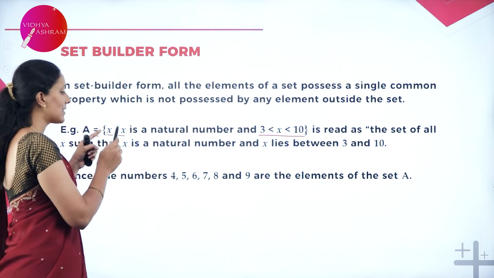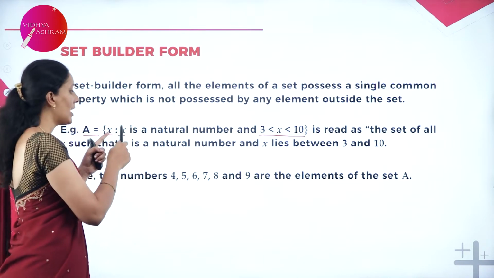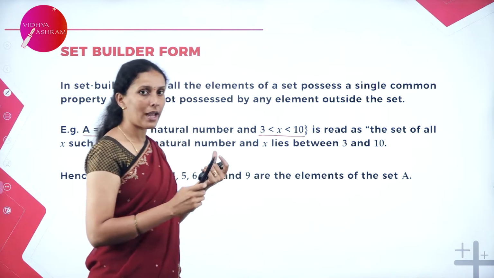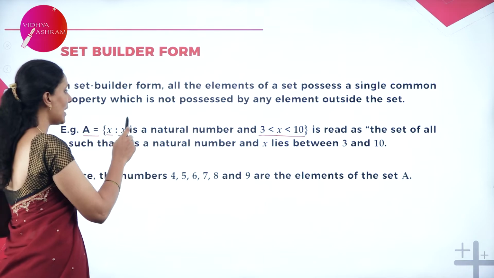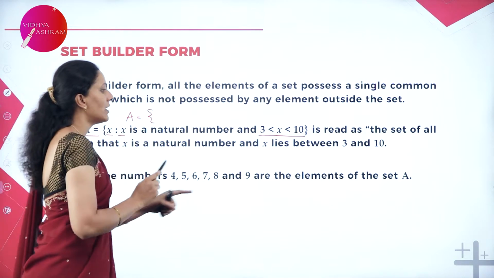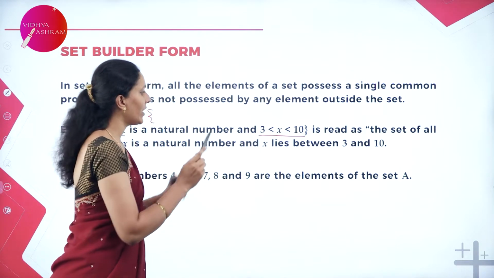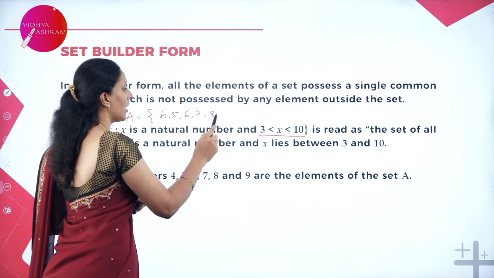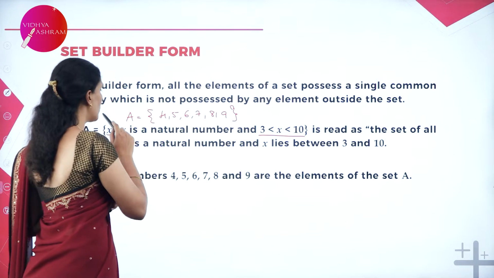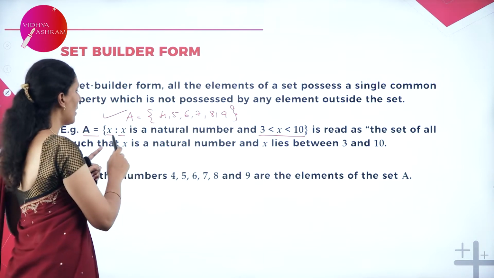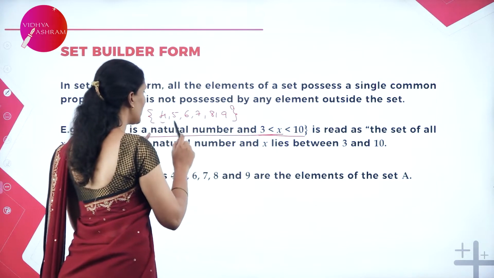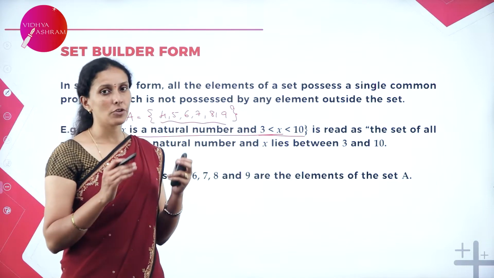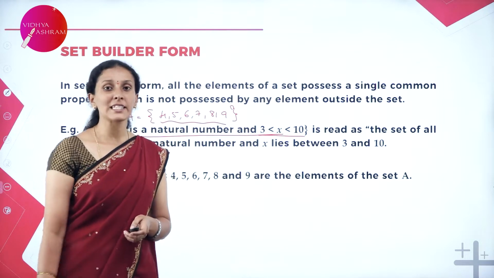We'll say A is a collection of all x, where x is a natural number and it lies between 3 and 10. When I write this in roster form, the same set can be written as follows. Since x is all those numbers between 3 and 10, we can write 4, 5, 6, 7, 8, 9. See the difference? This is your roster form, and here we are describing the property of these elements in set builder form.